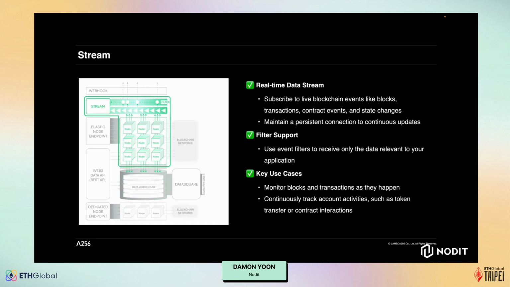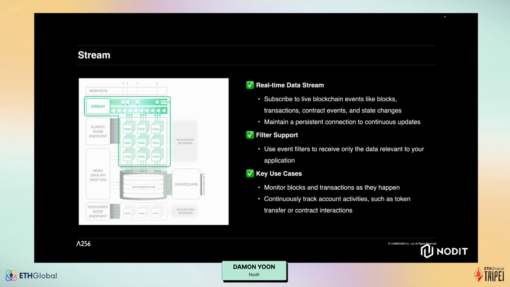Sometimes you need a continuous real-time data stream. In this case, you want to use the Stream service. Unlike webhooks, which send updates only when a specific event happens, Stream maintains a constant connection to the blockchain. This allows you to receive real-time updates on blocks, transactions, and contract interactions without waiting for triggers.